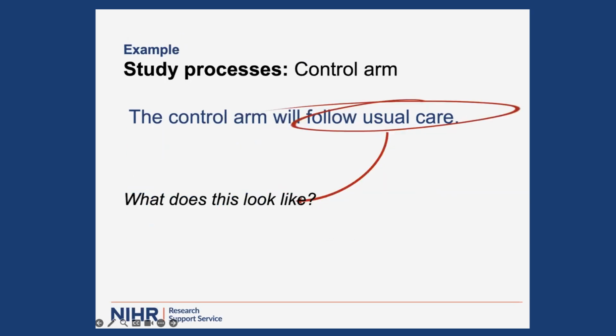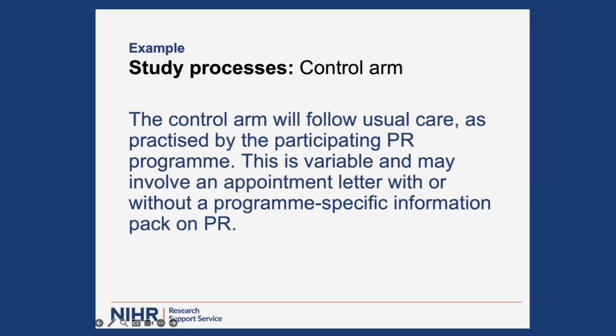Similarly, for the control arm, you do need to describe that too. And often that will be some kind of version of what happens in current practice, usual care, but you do need to describe what that is. So here they have decided that the control arm will follow usual care, whatever that might be, in the participating sites. So they're allowing for that to vary potentially, depending on the sites. But what they also say is that it might involve an appointment letter with or without an information pack. So you get a sense of what's the minimum that usual care might be, what's the maximum that usual care might be. And that allows reviewers to make an assessment of how similar or different it is to the intervention arm.